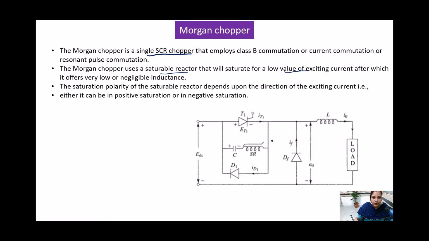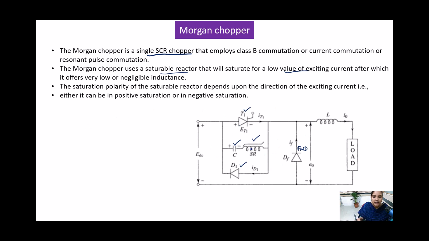So this is a circuit diagram of the Morgan chopper. This T1 represents the thyristor, and this is the capacitor, and this is SR. SR is a saturable reactor, which is a very important component in the Morgan chopper. And we have a diode, and this is the freewheeling diode, and we have the inductor and the load. So these are the components present in the Morgan chopper.